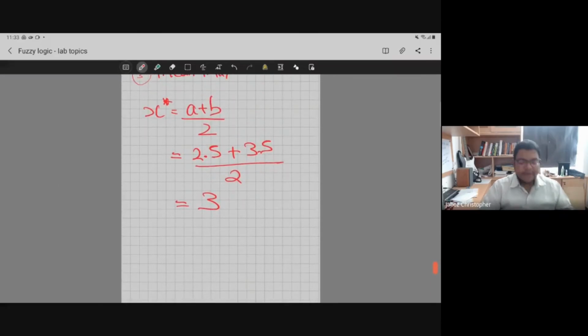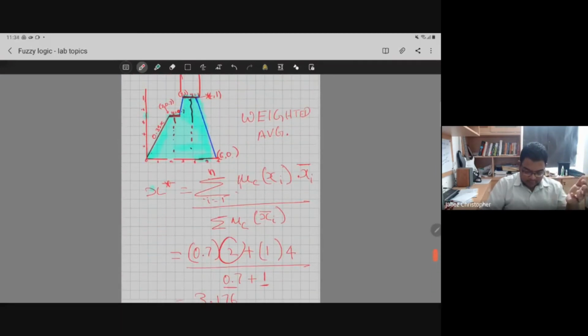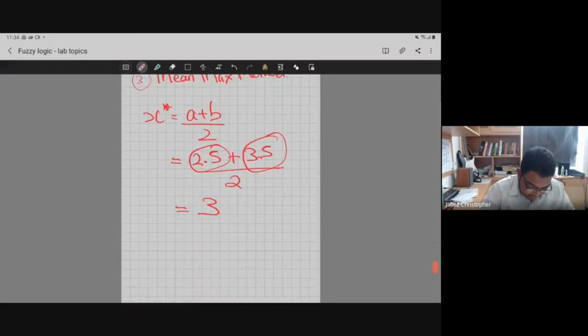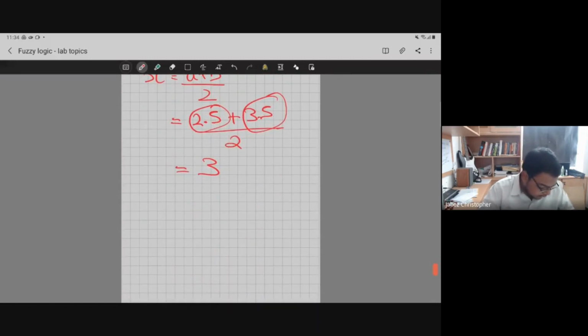And in some weighted average approaches, they use this 2.5 and 3.5 as weights, apart from the membership value that we give here. Instead of this 2 and 4, they use 2.5 and 3.5. So that's also another version of the weighted average method, where weights based on the height of the membership functions, the degree of membership they have, are used. Another approach is center of sums. You would have seen this.